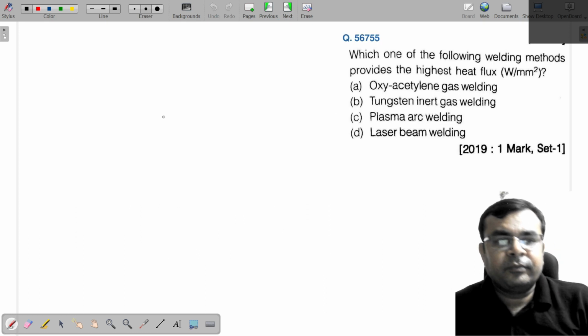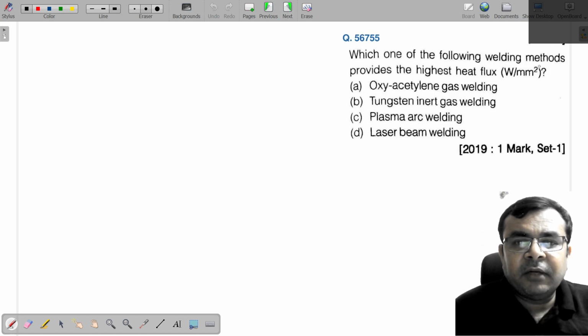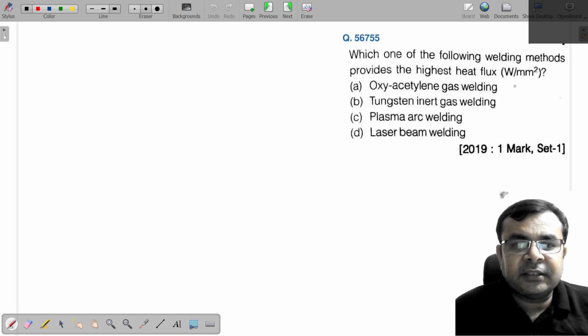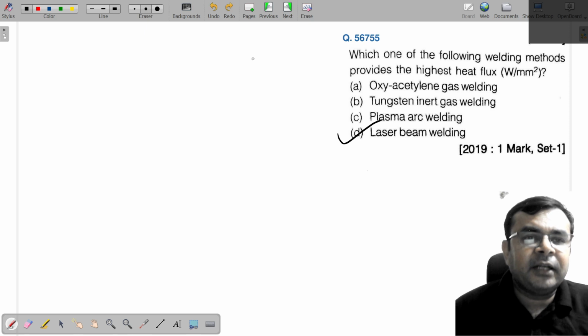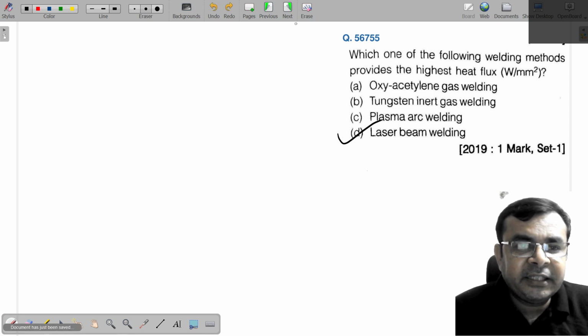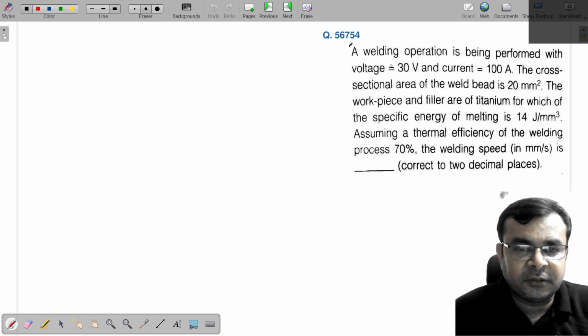Yes or no? So which of the following welding methods provides the highest heat flux? So in this welding, if you see, the correct answer is laser beam. Actually, laser beam provides you a maximum heat flux, meaning amount of heat per unit area. That's why with the help of laser welding, a very deep fine hole can be cut, which is not possible by other processes.